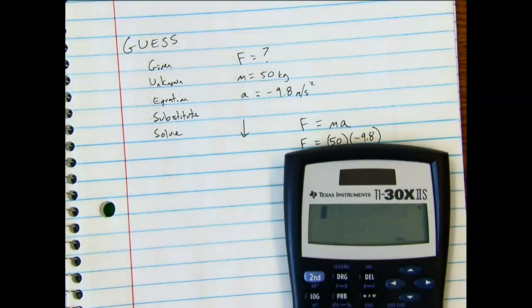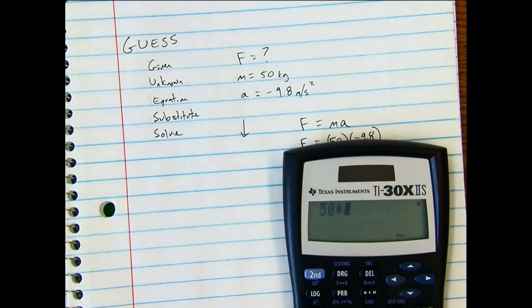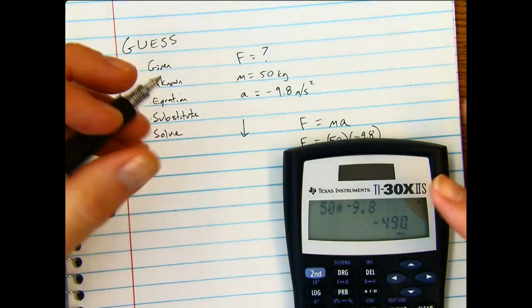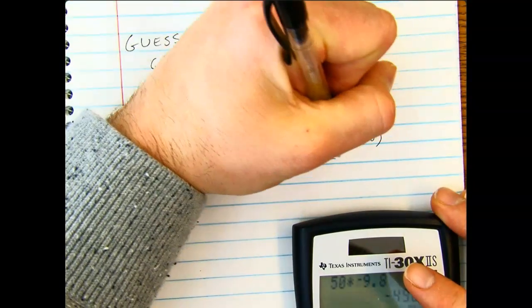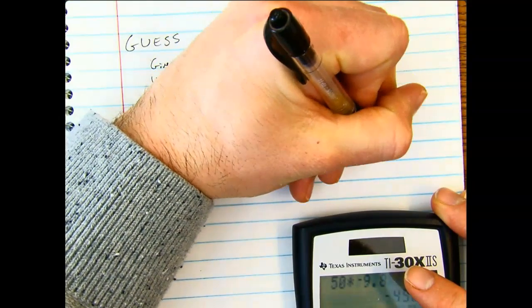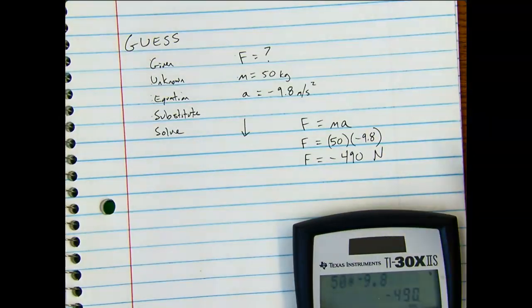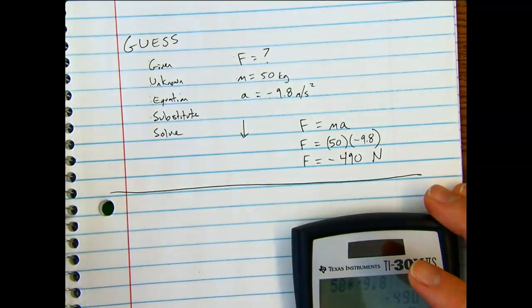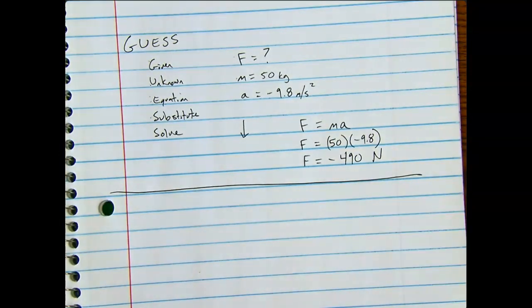So I'll bring out our calculator here. We would do 50 times negative 9.8, and that's negative 490. So negative 490 newtons. And that's it. We're done with this problem. All right, let's look at another one.